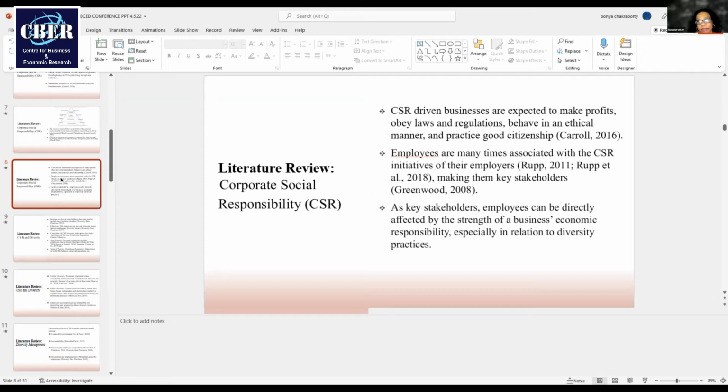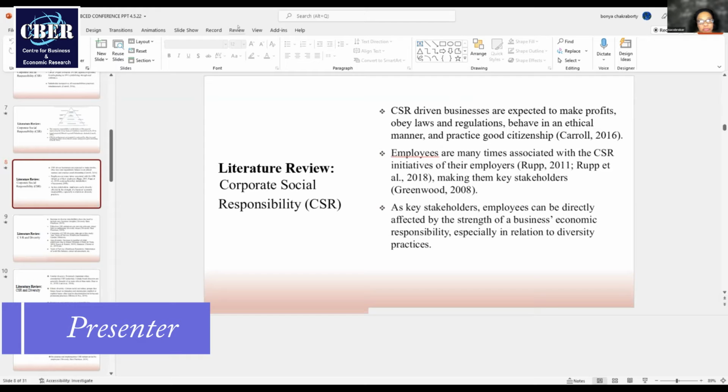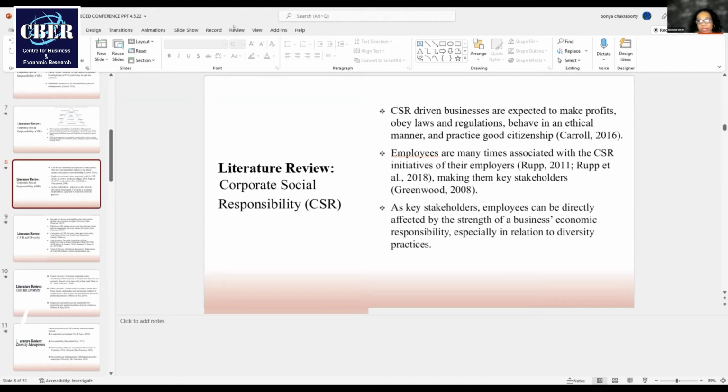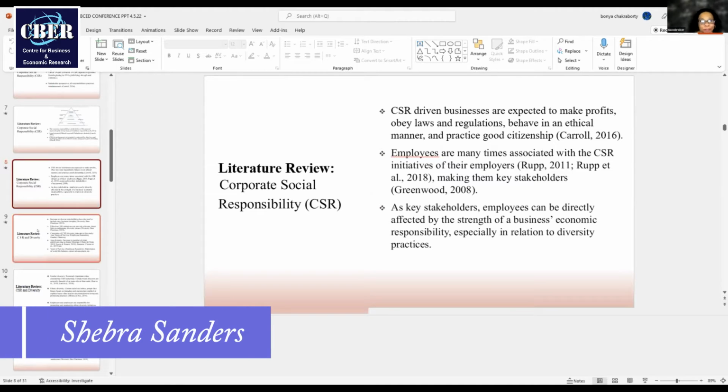Employees are many times associated with the CSR initiatives of their employers. This makes them key stakeholders. And as key stakeholders, employees are directly affected by the strength of the business's economic responsibility, especially when it relates to diversity issues.